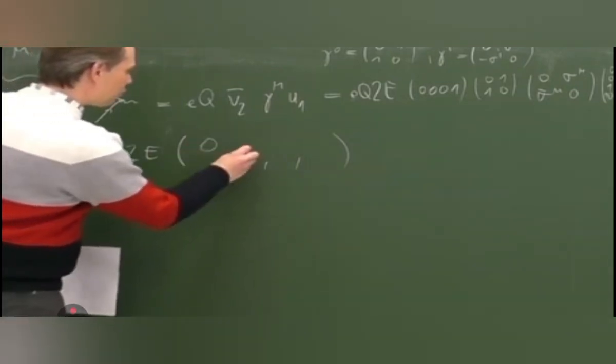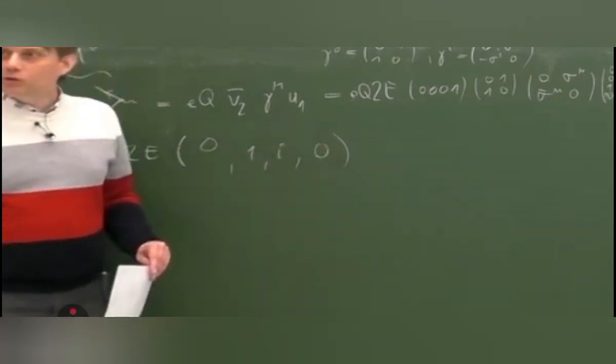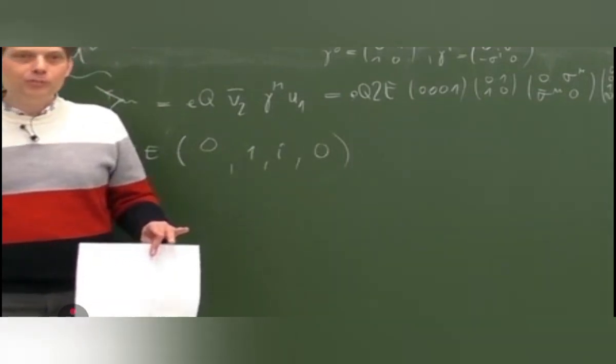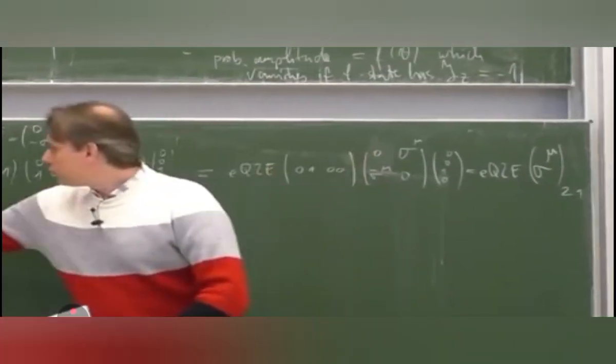Some of them are, for example, 0. Wait 5 seconds. Okay. So 0, 1, I, and 0. You understand where it all comes from? The explicit entries of the Pauli matrix at position 2, 1. And therefore we get this explicit value.